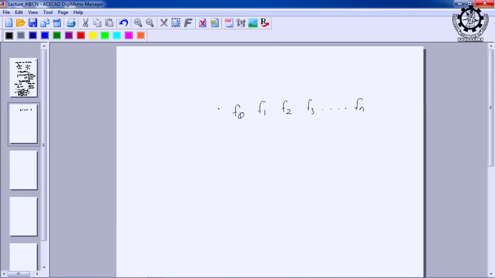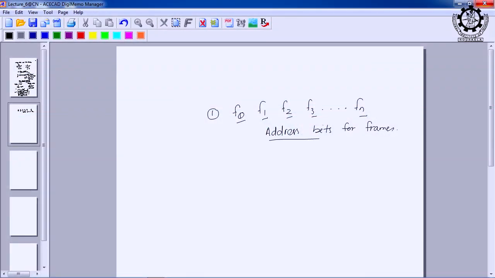Let us say I am saying F0, F1, F2, F3 up to Fn. There are two reasons for this. The first reason is my frames are being numbered from 0 to n, and what are these numbers? They are the address bits for the frames, correct. Now, how much space can the sender afford to give an address bit to be incorporated or encapsulated in a frame?